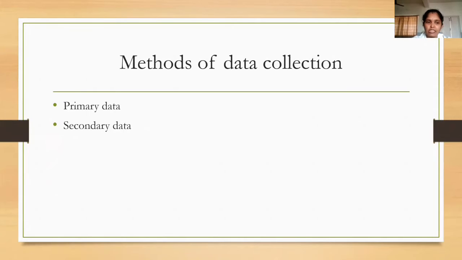The next is there are two methods of collecting data. One is primary data and the second one is secondary data. Primary data, from the term itself, is very easy to identify. It is the data which has been collected fresh and for the first time, and that happens to be original data. That is primary data. And secondary data are those data which have been collected already by someone else and which we are utilizing for our research. This is called secondary data.